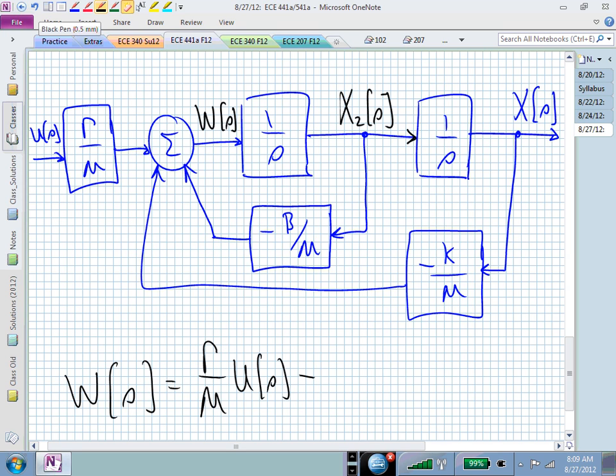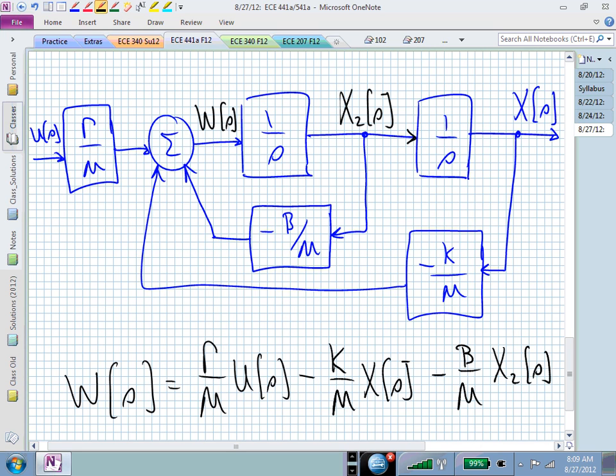So I've now picked up the input. I can now pick up this minus K over M X of S, and then a minus B over M X sub 2 of S, and that's now a valid equation. That's the output of that summing junction expressed in terms of these different signal paths making up the inputs to that summing junction. So we have inputs equal outputs.